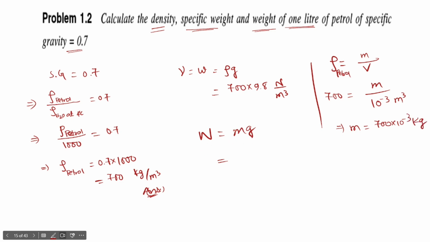So weight equals 700 into 10 raised to the power minus 3 into 9.8. You can very easily calculate it as your answer. So the asked parameters, the density, specific weight, and weight of 1 liter of petrol, every calculation is very successfully done.